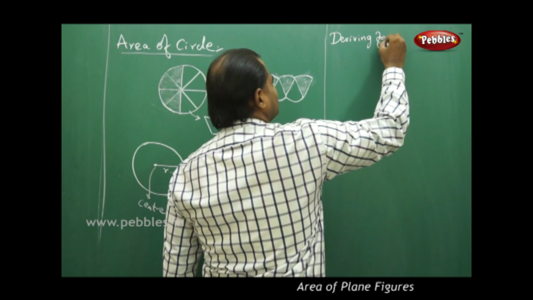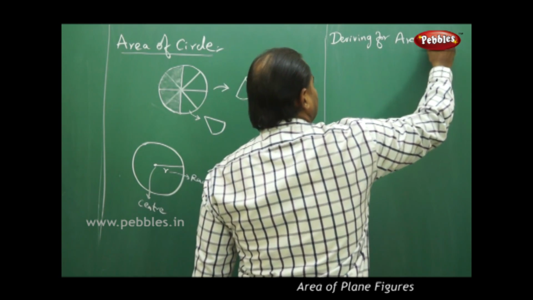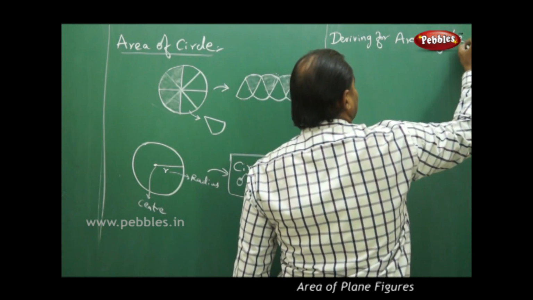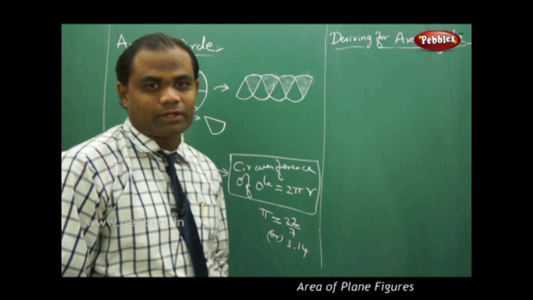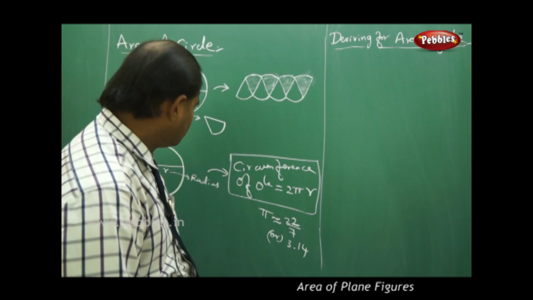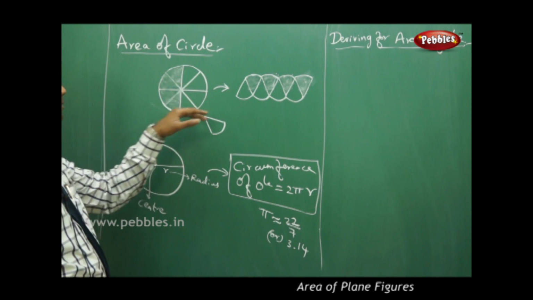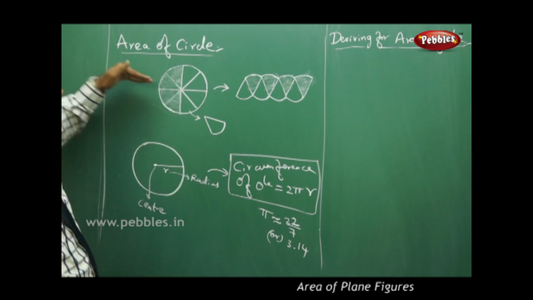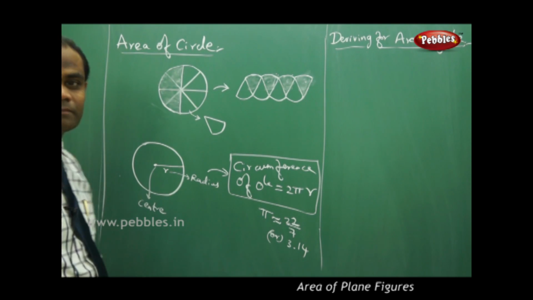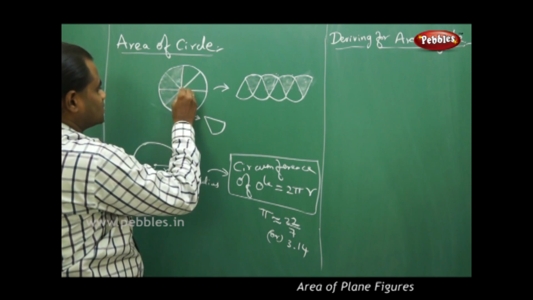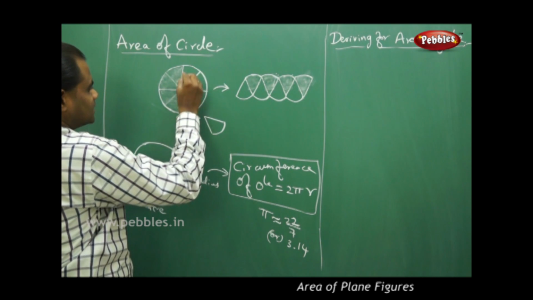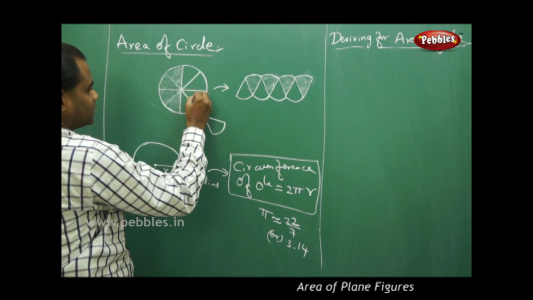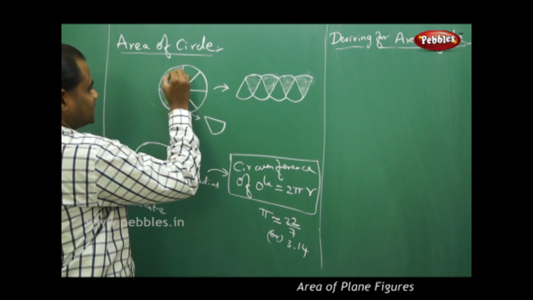Deriving the area of a circle. So let's see how we can derive the area of a circle. But before that, let's get into this concept where I divide the circle into a total of 8 parts, where I just draw a line through the center vertically, horizontally and slantwise. Therefore, I get 8 different regions: 1, 2, 3, 4, 5, 6, 7, 8.